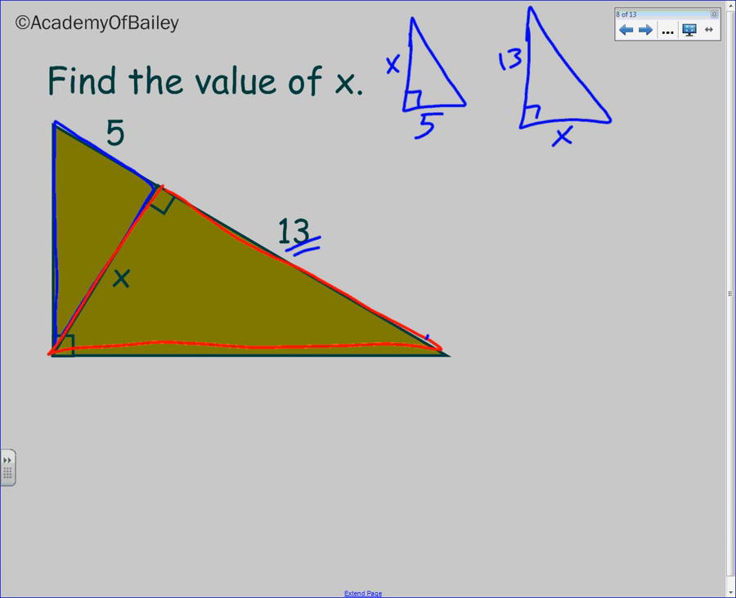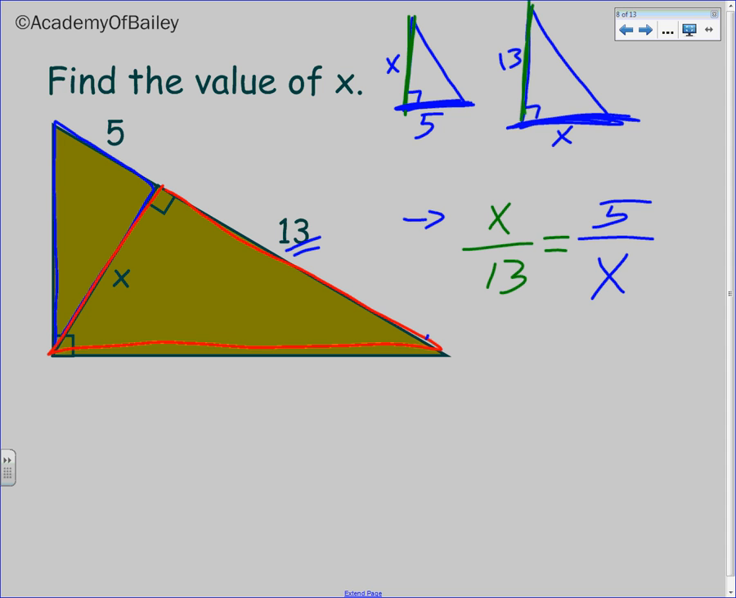So let's go ahead and say left side of small triangle over left side of large triangle. That's equal to, since x is with the small triangle and it's on top, 5 has to be with the small triangle, so it's going to stay on top. That's the bottom of the small triangle, and this x is the bottom of the large triangle. And so from here, it's just cross multiplying.